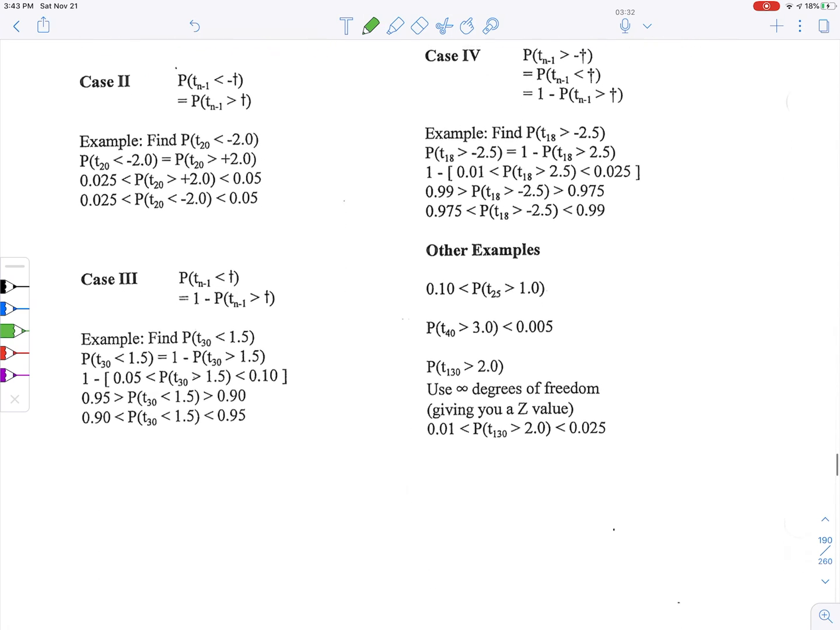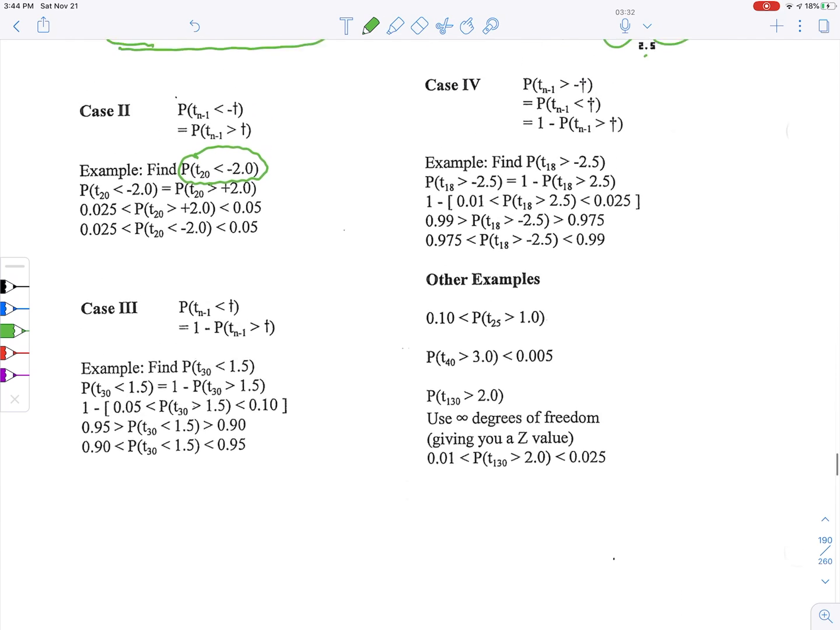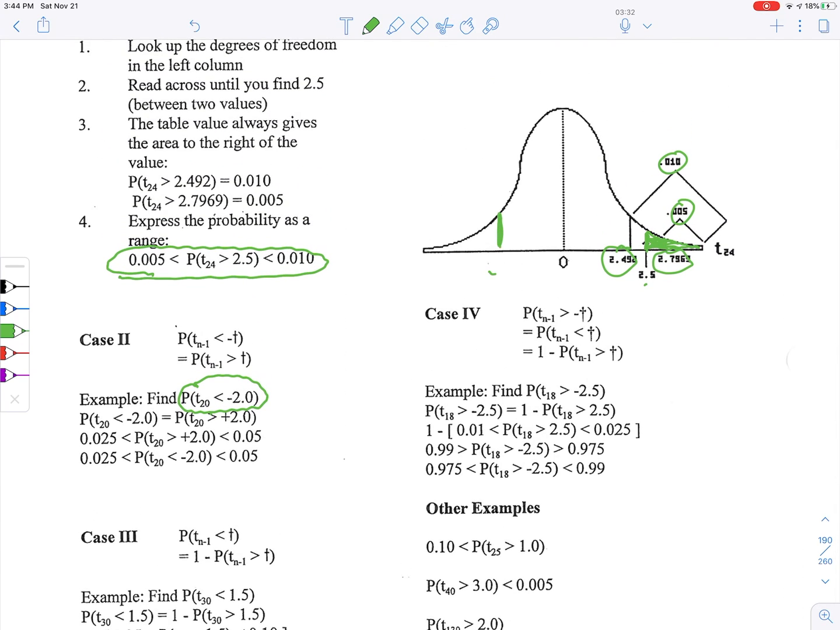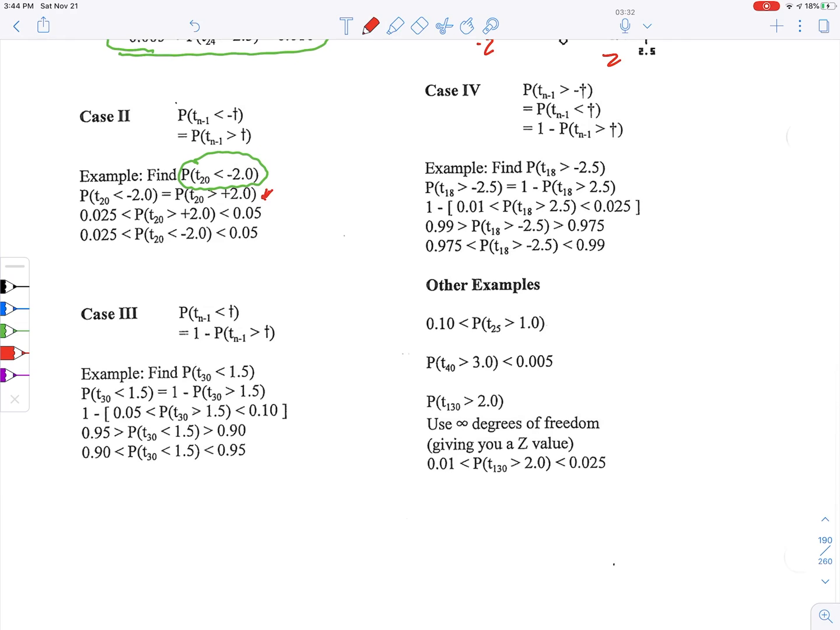Let's take another couple of examples here. Case number 2 says, what's the probability that we've got 20 degrees of freedom, and we're looking at t less than -2. Well, just like a normal distribution, if we're looking for -2 down, that would be the same as +2 up, because of the symmetry of this thing. So that's what I've got down here. It's always dealing with the upper tail, and so the area from some negative value down is the same as some positive value up.